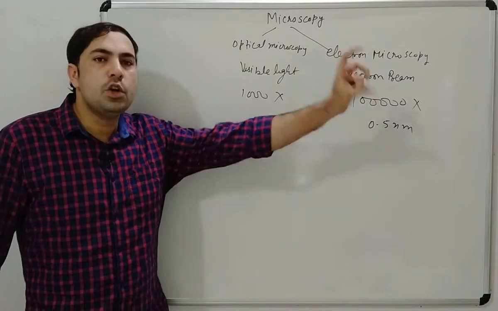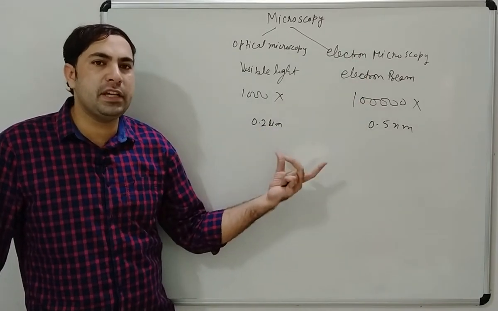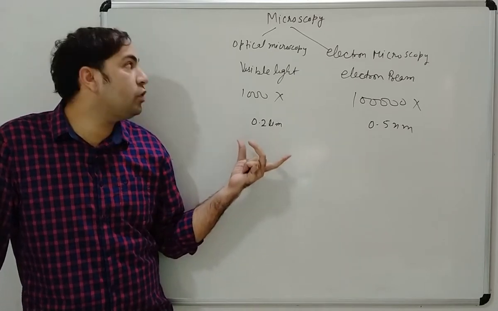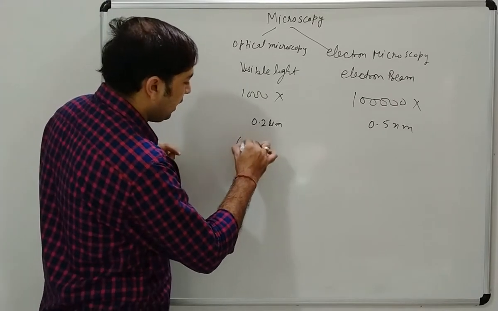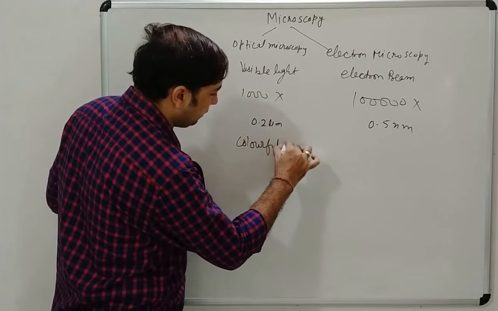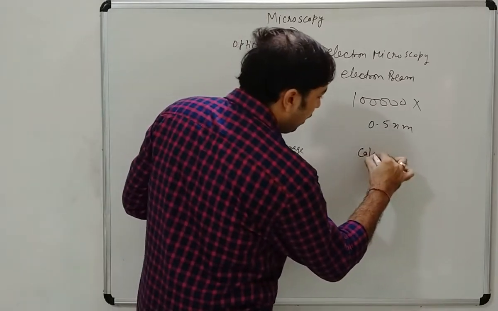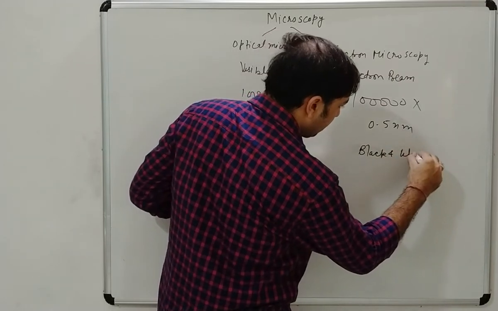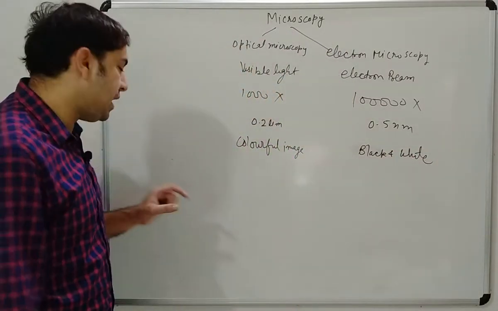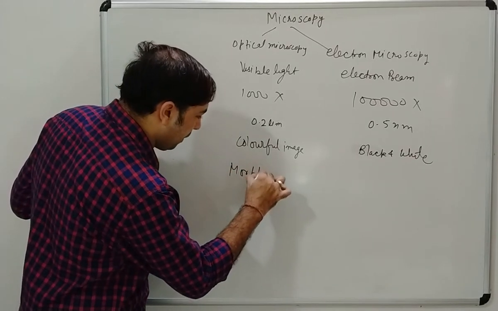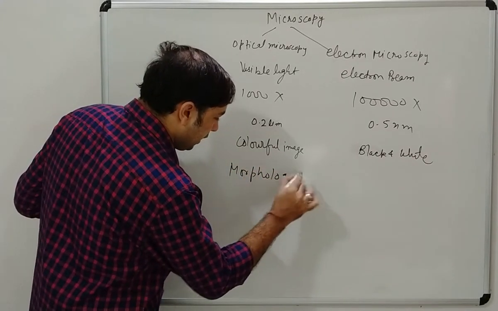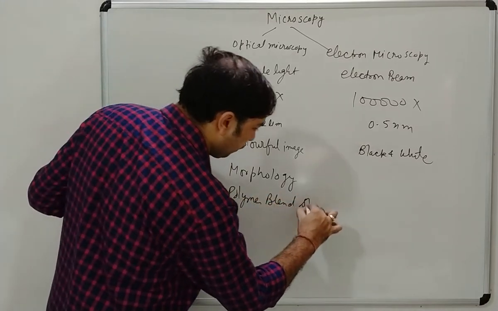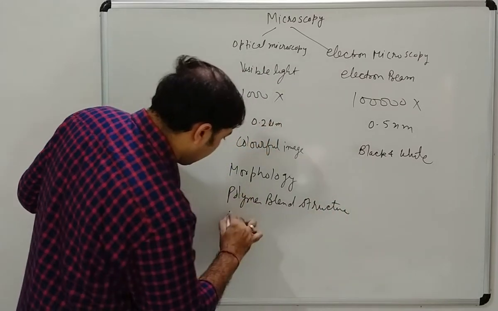Why do we use electron microscopy? To get a good quality picture of an object, we use electron beam microscopy. If we want only limited resolution, then we use optical microscopy. In optical microscopy you can get a colorful image. Here you get only a black and white image. In polymers, we use this for morphology study of polymer surfaces, to study polymer blend structure, and polymer composites.